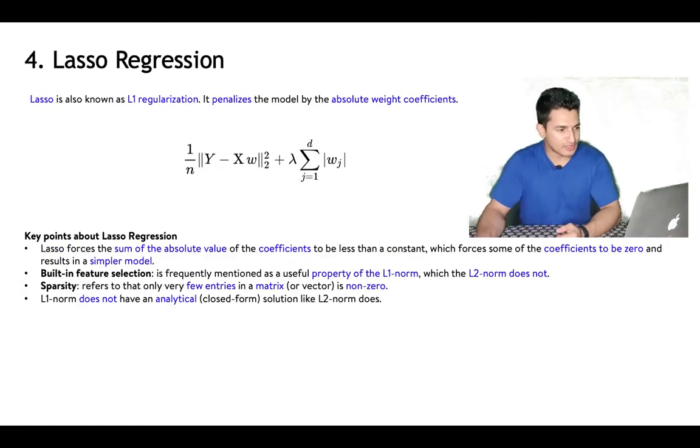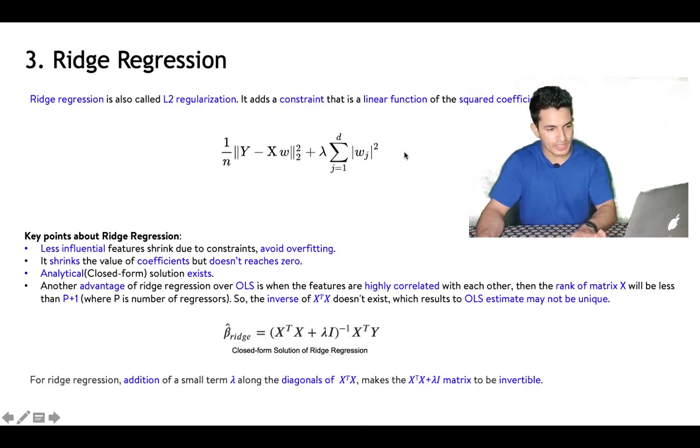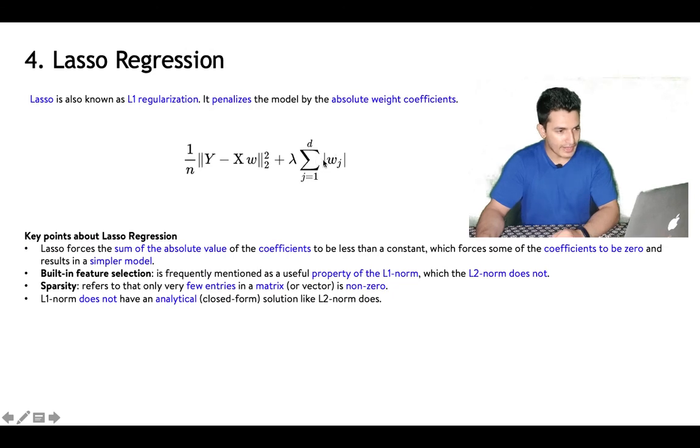With that, let's move to lasso regression. Lasso is known as L1 regularization. It also penalizes the model, but on the absolute weight coefficient. You can see the absolute value, while in ridge it was the squared coefficient value. The advantage of adding a penalty with the absolute weight coefficient is that it results in feature selection or sparsity.